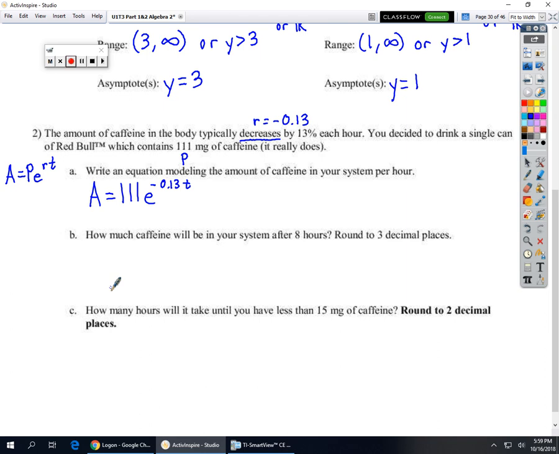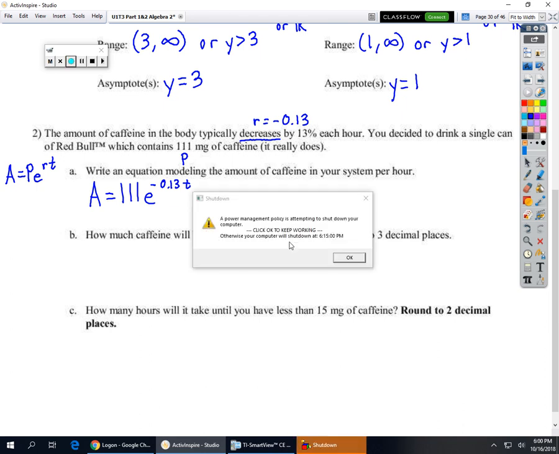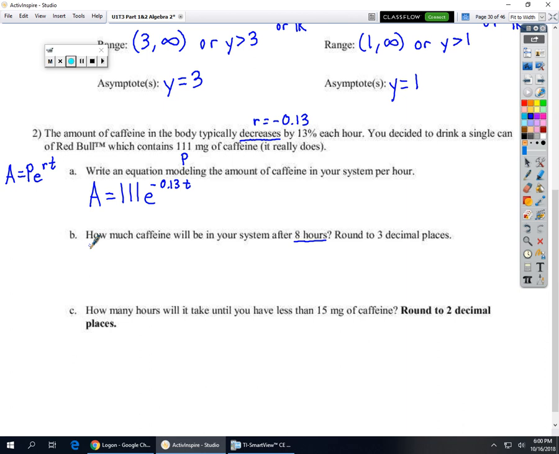Next. How much caffeine will be in your system after 8 hours, round to 3 decimal places? So what we're going to do is, well, now I know my value of t. This time I want it to be 8 hours. So let's write it like this. A equals 111 e to the negative 0.13, but instead of t, I'm going to write 8.